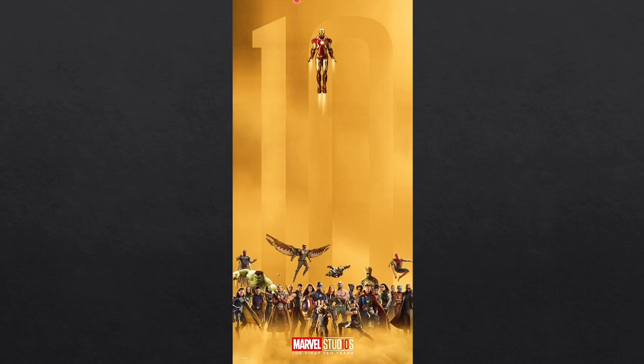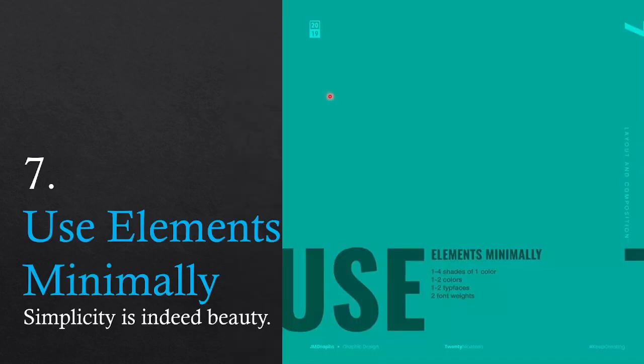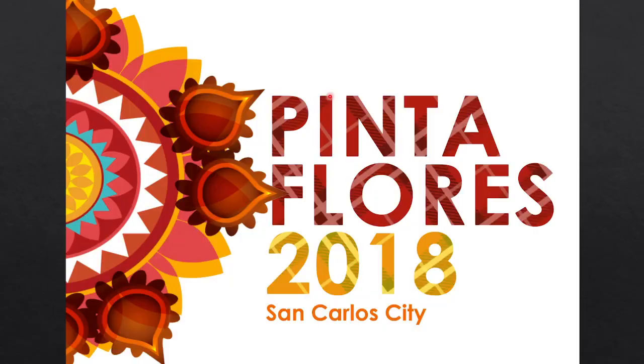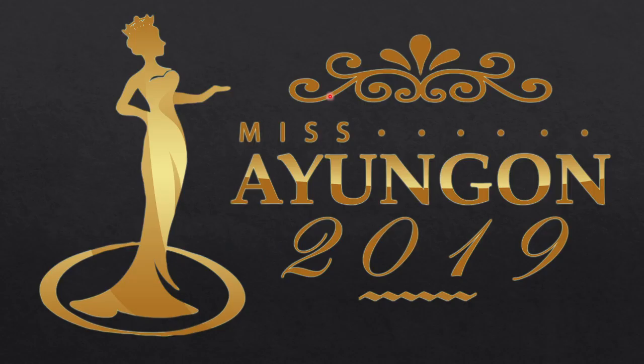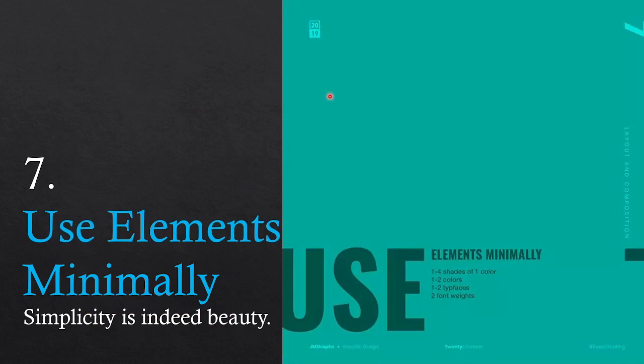So that's negative space. The importance of negative space is that if we add enough space for an object or an element, we will be able to spot it right away. And lastly, and perhaps for me the most important thing, similar to negative space, is to use elements minimally. We often hear the saying, simplicity is beauty. Well, in graphic design, simplicity is indeed beauty.